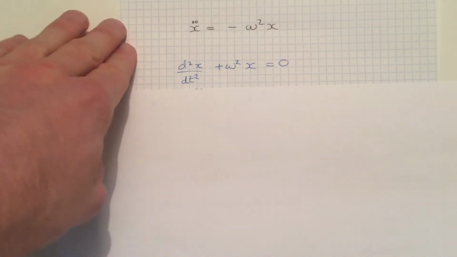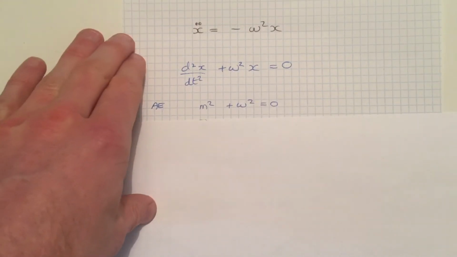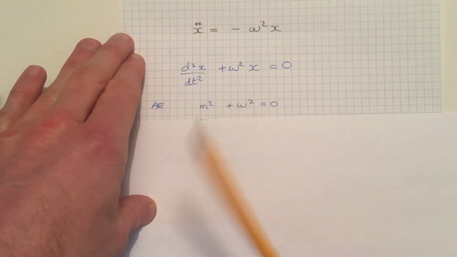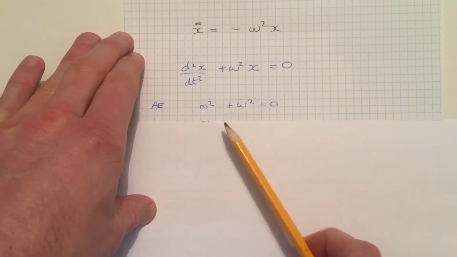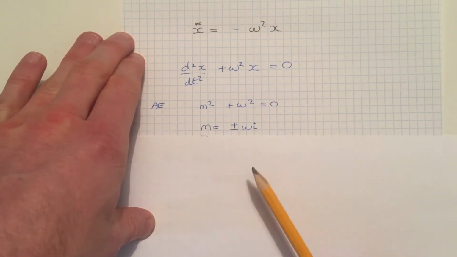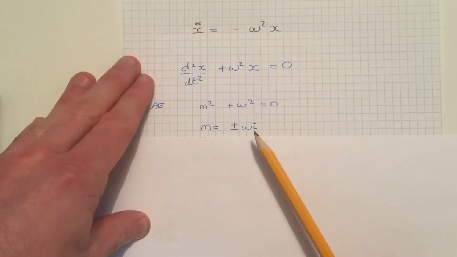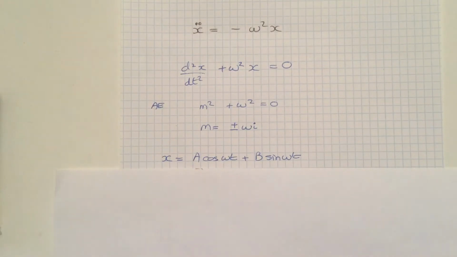Then I'm going to find the auxiliary equation for this. So the auxiliary equation is m squared plus omega squared. Solve the auxiliary equation. So the two solutions of this are omega i and minus omega i, which means that I can write down a general solution to this like that.